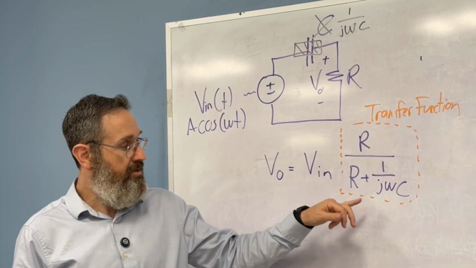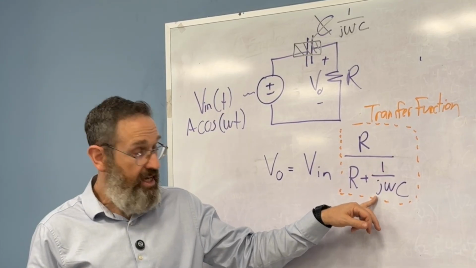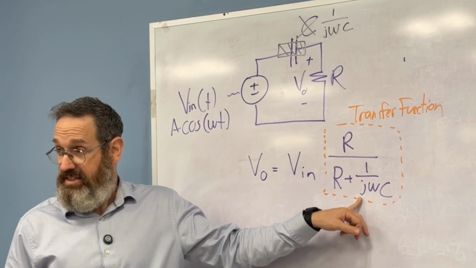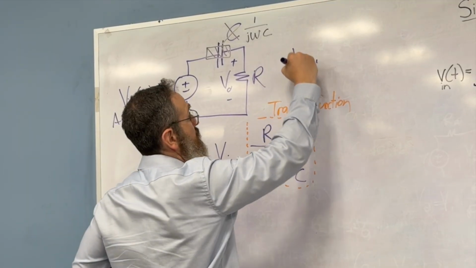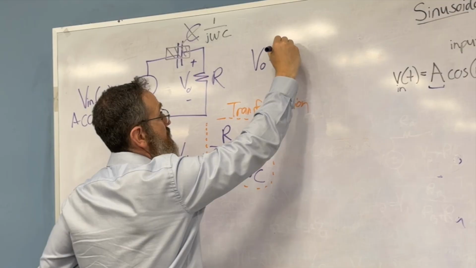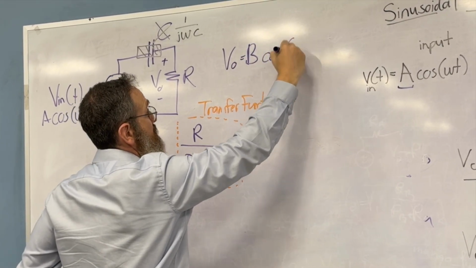But again, this J is pesky, because we know that the output is going to have the form B cosine of WT.